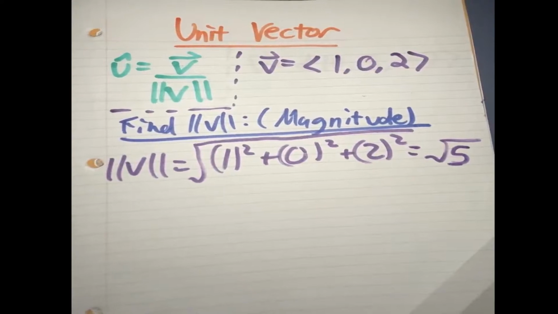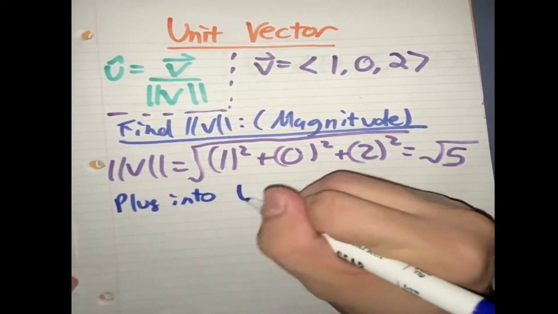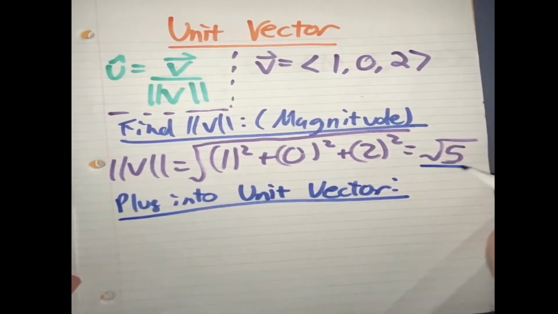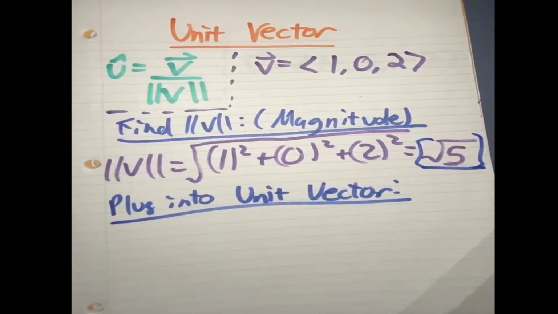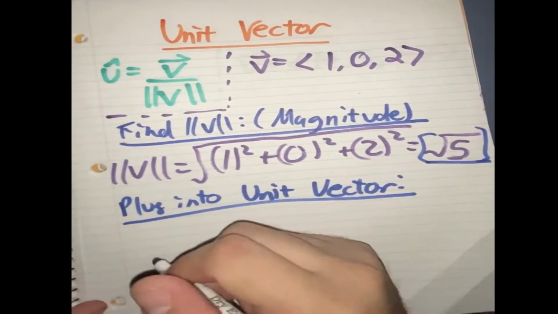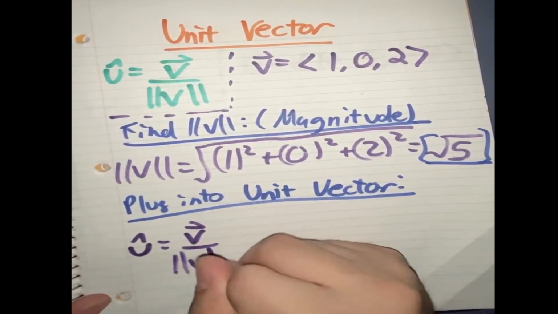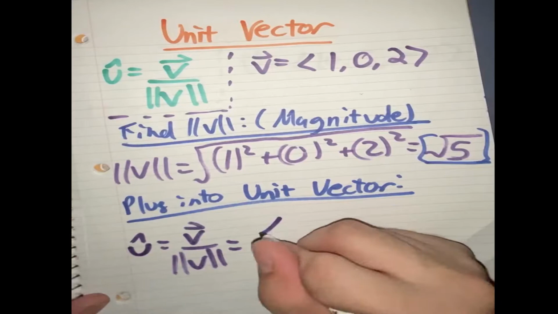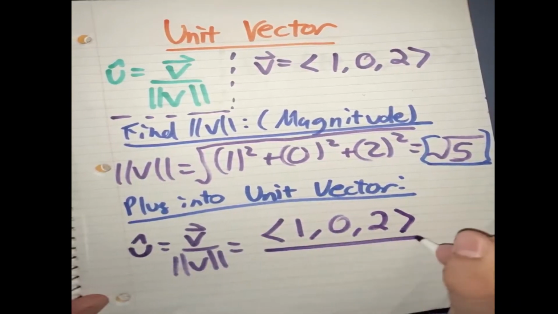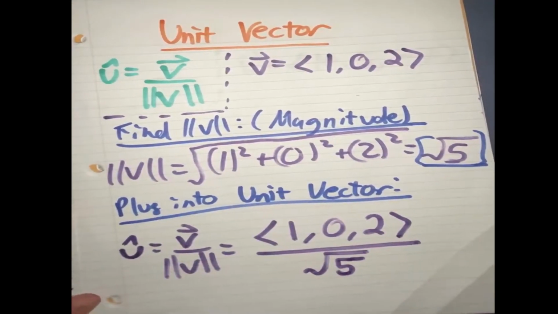The next step is literally just to plug into the unit vector formula. Basically, just divide every term by the value that we got, by whatever your magnitude is. Just divide every term by it. So the unit vector, which is equal to vector v over v prime, is equal to 1, 0, 2 divided by the square root of 5. Every individual term is dividing by the square root of 5.